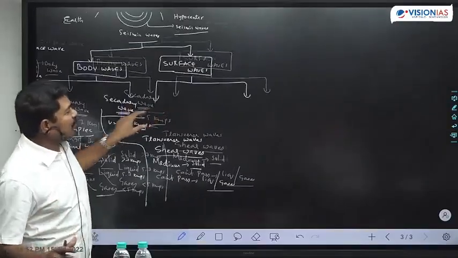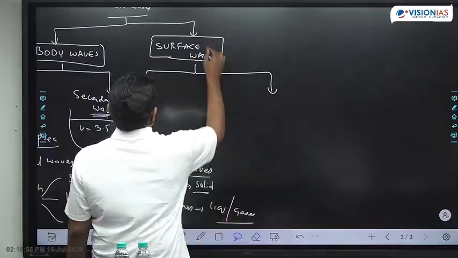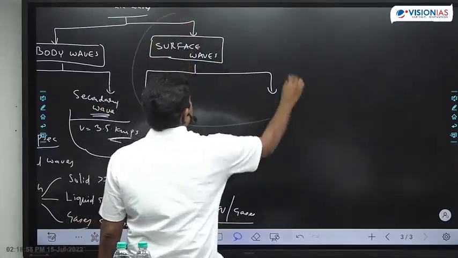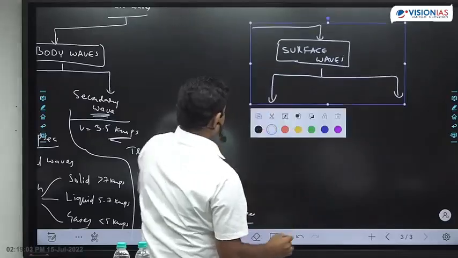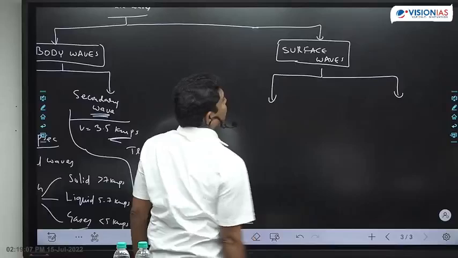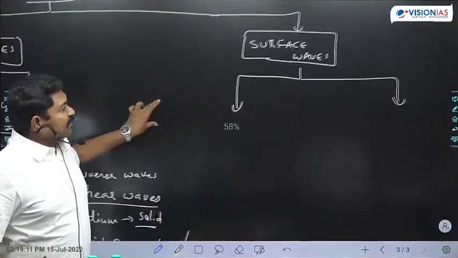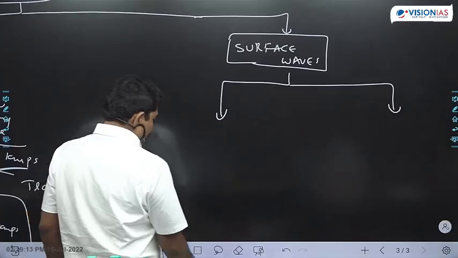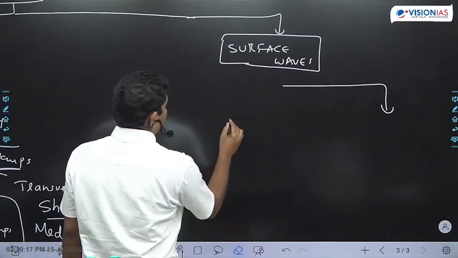Let us talk about the surface waves. Give the heading as surface waves. Surface waves are the modified body waves. First point: surface waves are modified body waves.